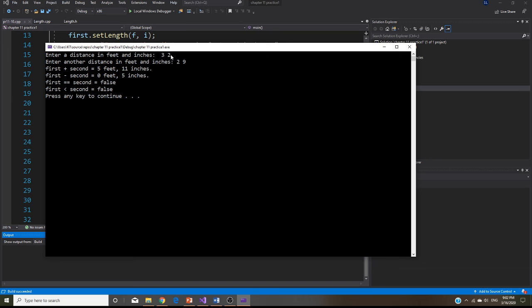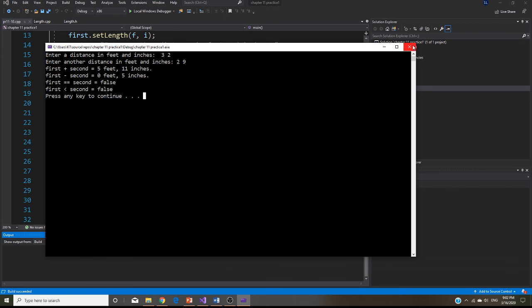But when I subtract, 2 inches is not enough to subtract 9 inches. So I borrow 1 from here. That becomes 14, and 14 minus 9 is 5. So the add is 5 feet, 11 inches, and the subtract is 0 feet, 5 inches. They are not equal, so it's false. The first one is not smaller than the second one.